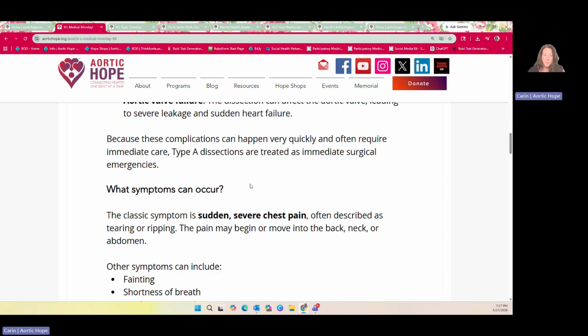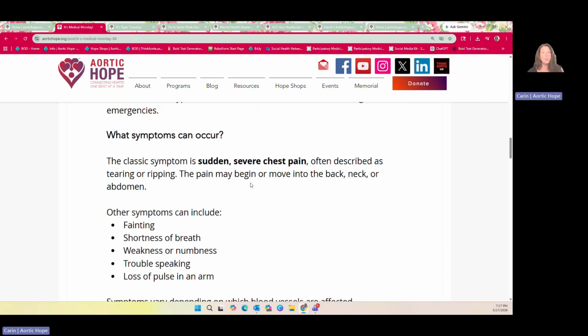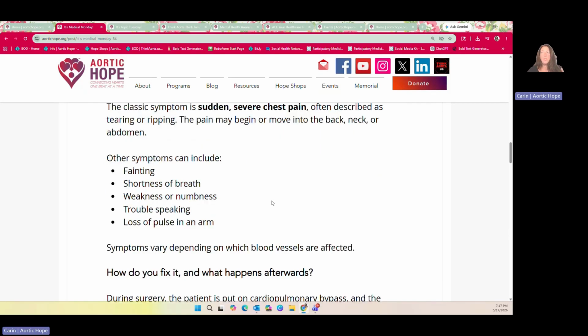Okay, so some of the other symptoms that you could feel might be fainting. You could have shortness of breath. You could have weakness or numbness. You could have some trouble speaking. You might lose pulse in an arm or in a leg. More than likely, your blood pressure will be about 20 points higher and more in one side versus the other. Again, you could completely lose sensation in your legs or your arms or both. That will come back. So really, the symptoms vary because it depends on how the blood vessel is affected and exactly where on that ascending or descending, or abdominal, wherever your dissection occurs.